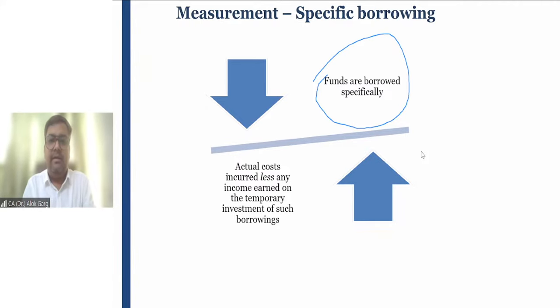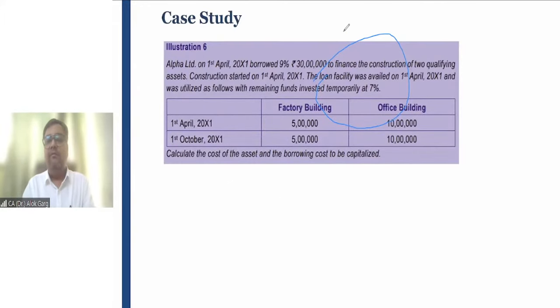Let me discuss this concept with the help of an example. Let's discuss illustration number six. Alpha Limited on 1st April 2001 borrowed 30 lakh at 9% to finance the construction of two qualifying assets. Construction started on 1st April 2001. The loan facility was availed on 1st April 2001 and was utilized as follows, with remaining funds invested temporarily at 7%.